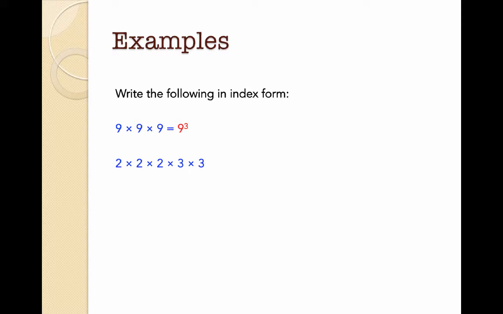Now this second sentence uses different bases. It uses 2's and 3's, and I can't just combine them all together. So here's what I'm going to do. I'll start with the 2 times 2 times 2. That's 2 to the power of 3. Then I'm going to multiply it by 3 times 3. And I can write that in a shorter way, 3 squared, or 3 to the power of 2. That is the answer in index form.